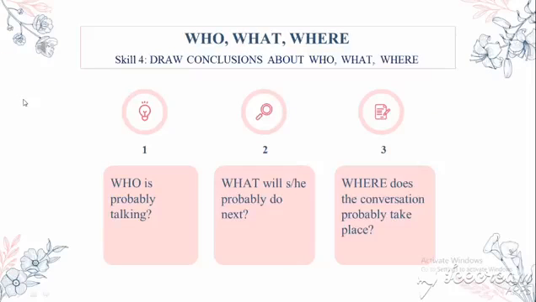Okay, Assalamualaikum warahmatullahi wabarakatuh. My name is Hubi Malini, and now I will explain about who, what, and where in the Listening Part B questions. Skill 4. Draw conclusions about who, what, and where. It is common for you to be asked to draw one of the following conclusions in Listening Part B. Who is probably talking? What will he or she probably do next? Where does the conversation probably take place?